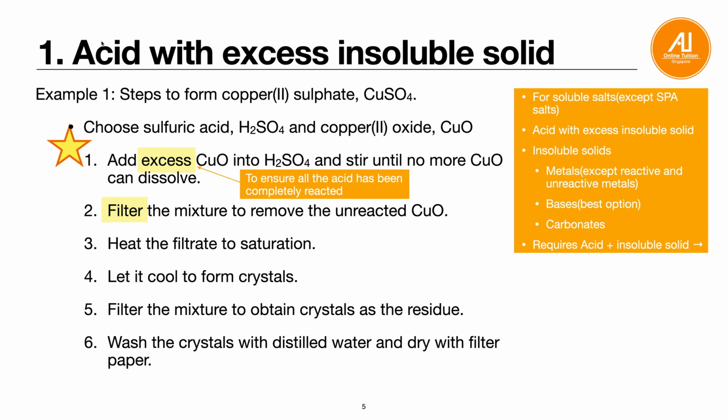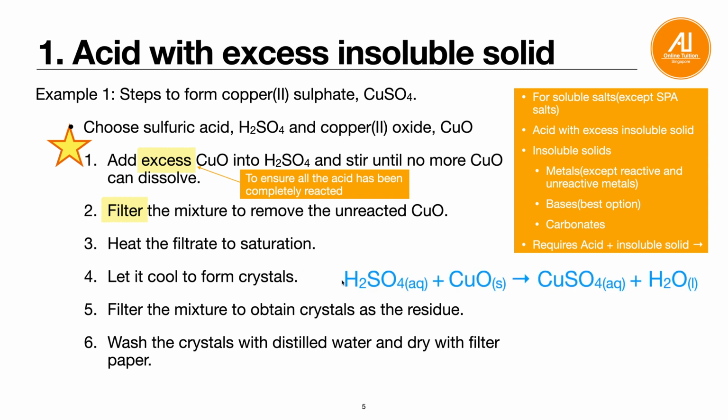Okay, so for the first method, acid with excess insoluble solid, these are the template steps. That's why I put a star, so you can actually just memorize. You just need to change your 2 reactants accordingly to what the question is asking, but the rest of it will be exactly the same. So this is your template answer for the exam for the first method.